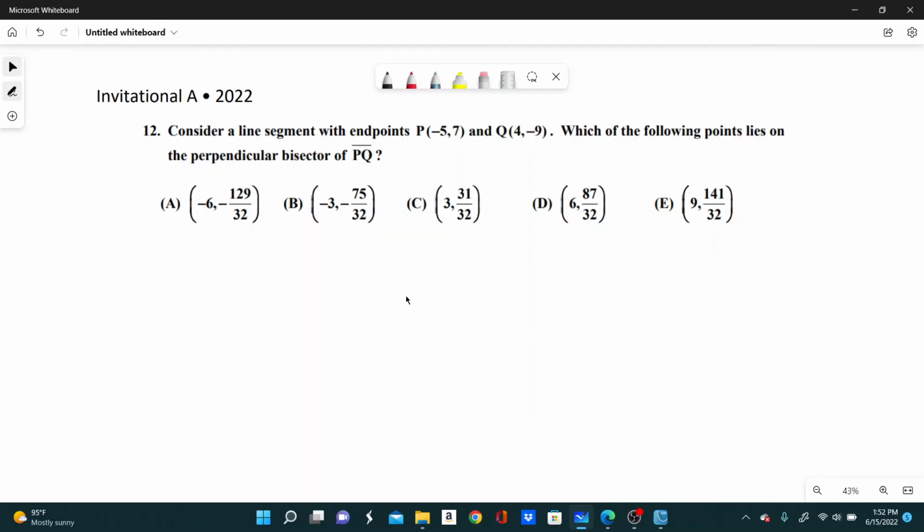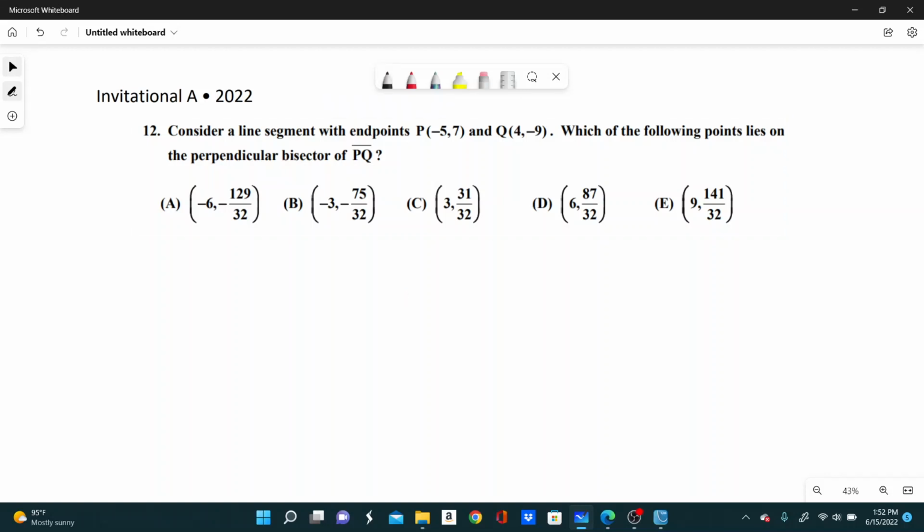Number 12. Consider a line segment with endpoints P (-5, 7) and Q (4, -9). Which of the following points lies on the perpendicular bisector of PQ? So to find the perpendicular bisector, what we can do is use point-slope form.